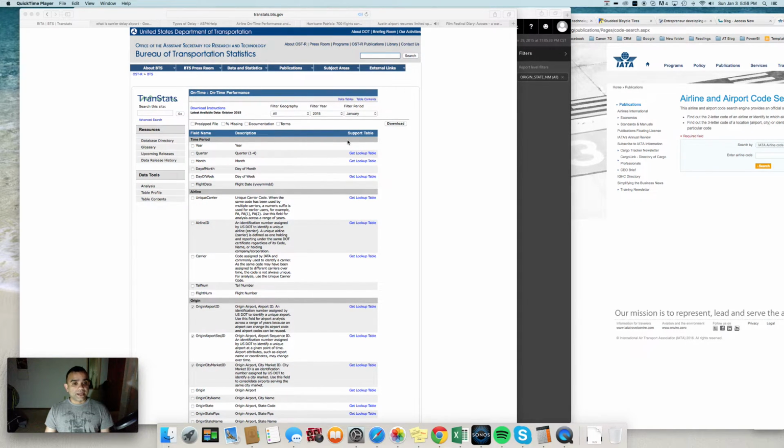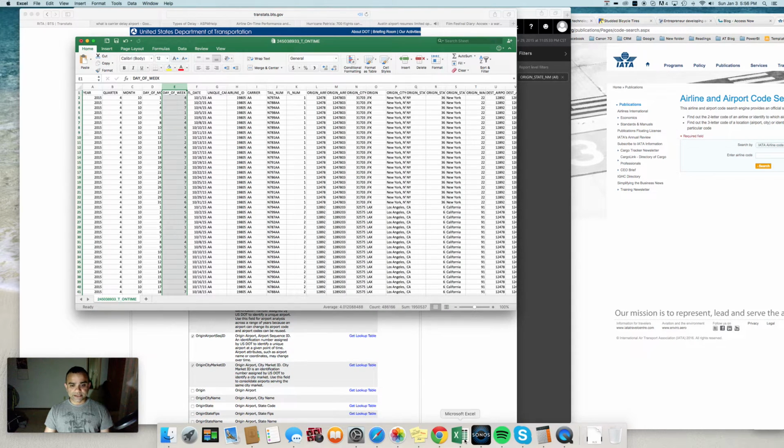All right, and when I downloaded that data, this is what it looked like. As you can see, this is actually a good chunk of data. It has roughly around 500,000 rows, and so that many flights actually took place or were supposed to take place in the month of October.